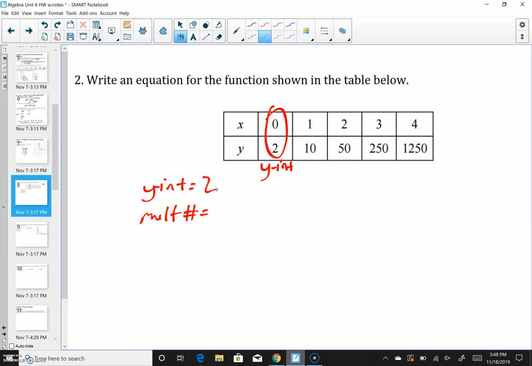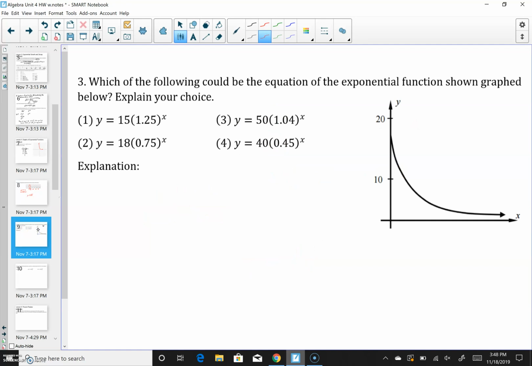And then I have to figure out what my pattern is for all of these. So I go from 2 to 10, 10 to 50, 50 to 250. It's all a pattern of multiply by 5. So our multiplying number is 5. I have x's and y's, so my equation very simply is y equals 2 parentheses 5 to the x. Y-intercept of 2, multiplying number of 5.